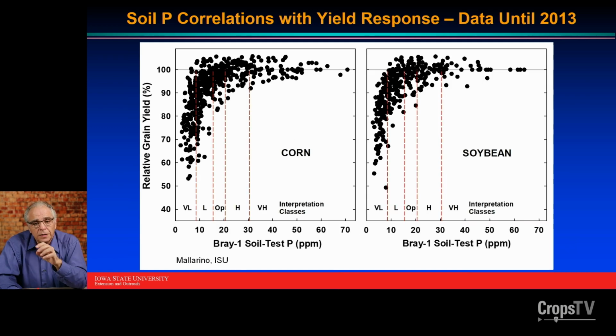Okay, so those who have followed me over the years have seen that I have been showing this since 2014. This is the database for corn and soybean that we had until then. So in the y-axis, we have relative grain yield. That's not response, those are relative yields. So when the points are near the 100, that means there is little or no response. And when they are low, it means there is a response. And you can see we have the interpretation classes currently there now. These are the current ones, okay, for corn and soybean. That's what we had before.